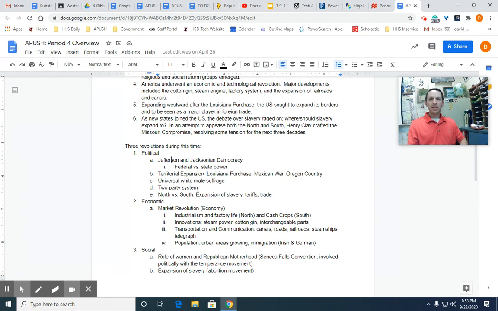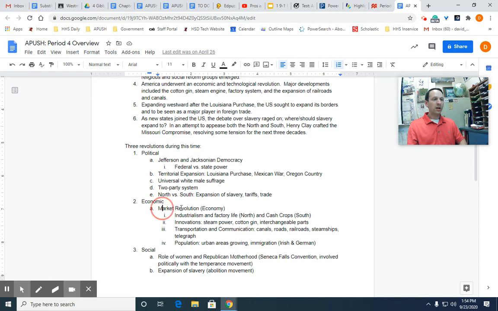The Northerners liked that because it protected Northern industry. The Southerners hated it because the South is a slave culture that relies on cash crops. They import most of what they use and eat. They don't manufacture themselves, so tariffs hurt them. And then trade in general. We're a country that's flourishing economically. We need to be able to trade with the world.